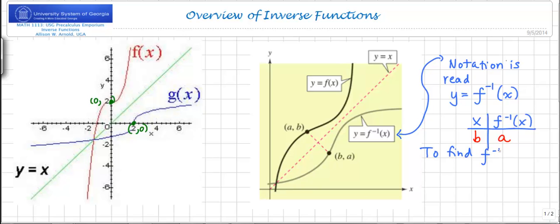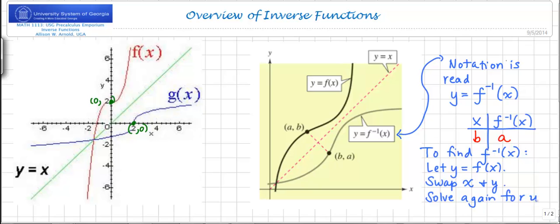if we want the process to find the formula for f inverse of x, we're going to let y equal f of x. We're going to swap x and y in that formula, and we're going to solve again for y, to give us the inverse formula.